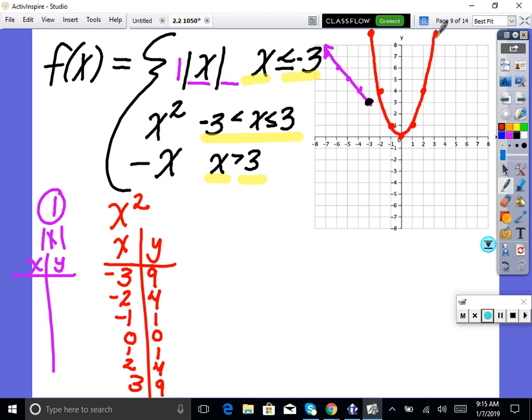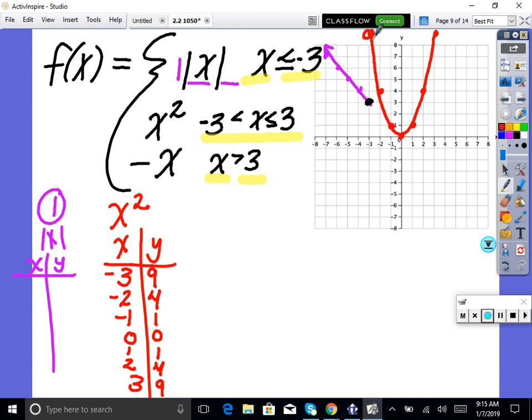Now what I need to do is go through and say, okay, at negative 3, are we including the quadratic? No, so watch, I go to negative 3 and locate the quadratic, which is up there. It's not including, so I would open up my circle. Now do you see how you have a closed circle and an open circle on the same point?